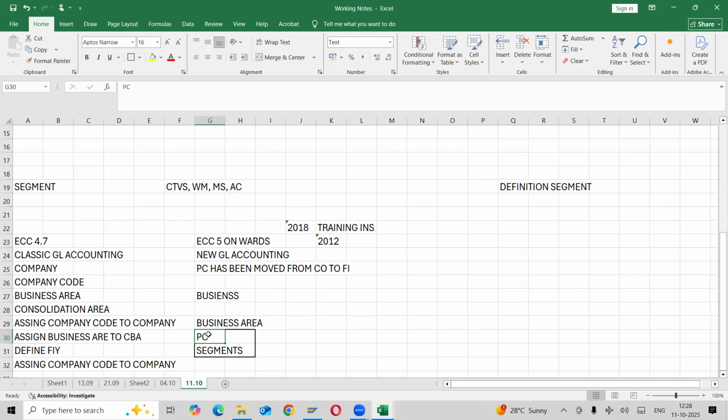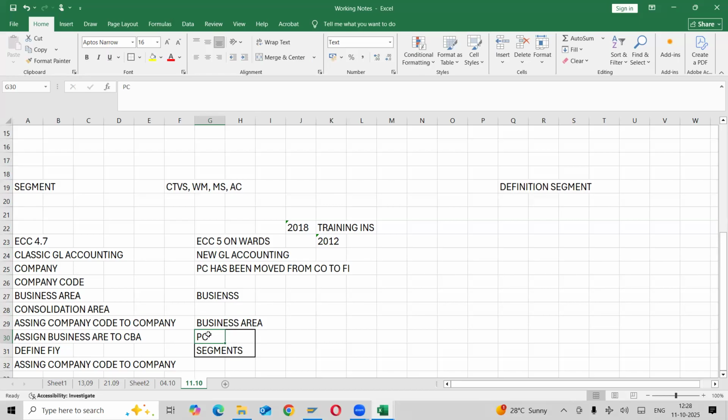What is the difference between a cost center and a profit center? Both are in the CO module. A cost center will record only the cost overheads. But a profit center will record both your revenue, your profit, as well as your loss and expenses.